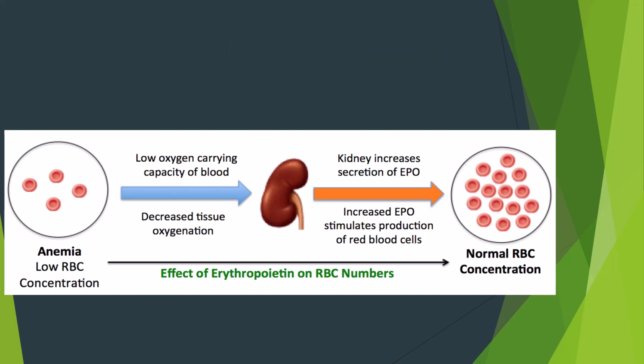Here in this picture you can see that when there is low partial pressure or tension of oxygen in the blood, when this blood passes through the kidney, it increases the production of erythropoietin, and this erythropoietin then increases the production of red blood cells in the bone marrow. This is a case of anemia. In anemia, we have hemoglobin, and hemoglobin is responsible for transport of oxygen. So when there are fewer red blood cells, less hemoglobin is available, less oxygen is transported. This is sensed by the kidney, and the kidney starts production of erythropoietin.